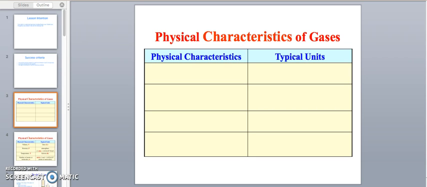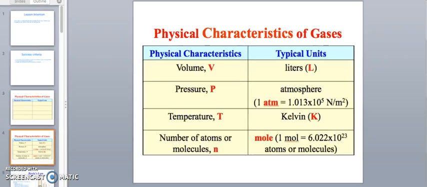So now I'm just collecting the answers, and you'll be able to see the answers on the next slide. I'll pause it here until I get the answers from the rest of the class. Thanks. So as you can see, the most common physical characteristics that we use to characterize gases are volume, pressure, temperature, and the number of atoms.